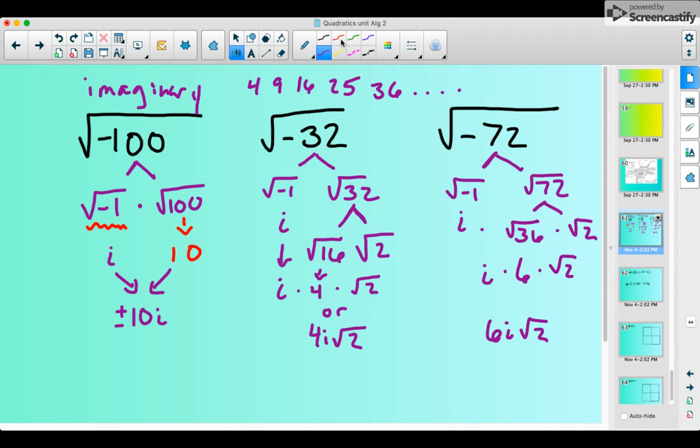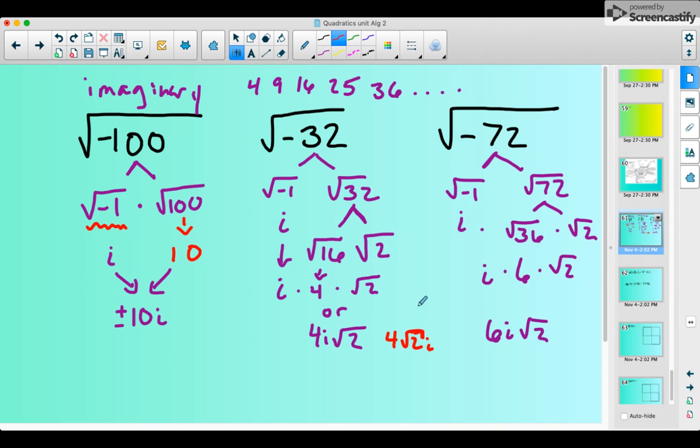I've had a lot of you ask me if I can put the i at the end of the number, and you can. The problem is that if you put it at the end, so if we were to rewrite this as 4 square root of 2i, it's hard to tell if that i is under the square root or not under the square root. So if you're going to do it this way, you need to be conscious about showing that that square root ends after the 2 and that the i is separate.